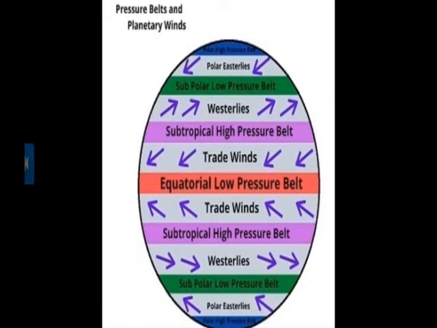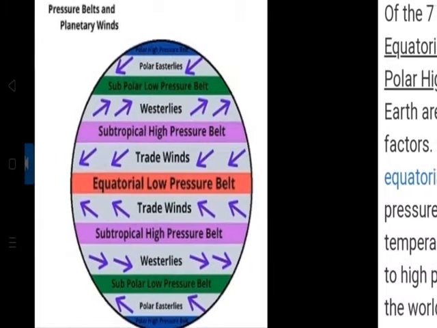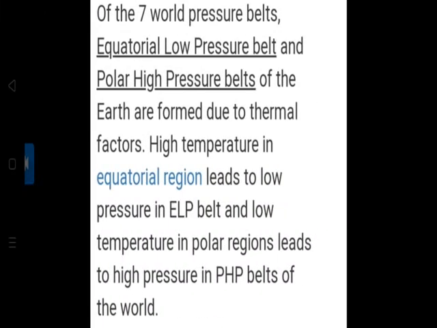Yes, this is exactly what we are going to study about. Each part we are going to study and we are going to understand the concept in detail. Of the 7 world pressure belts, the equatorial low pressure belt and the polar high pressure belts of the earth are formed due to the thermal factors.